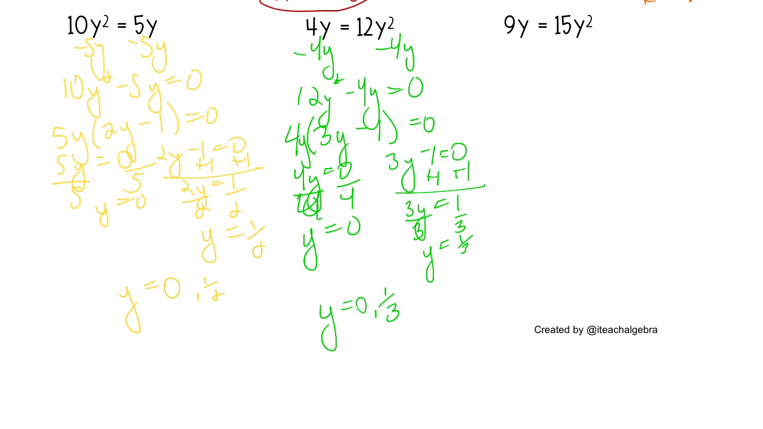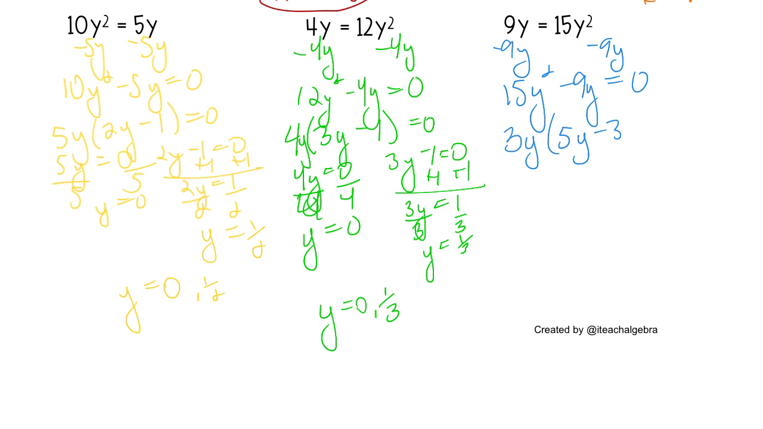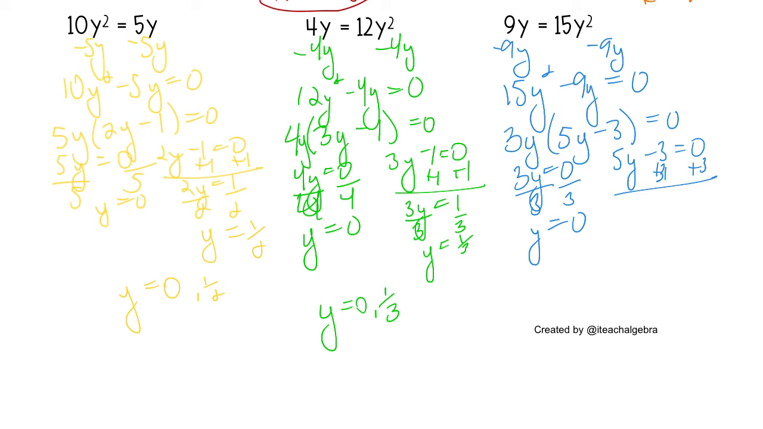Oh my gosh, it's the last one. I can't even believe it. We'll subtract 9y and get everything on the same side. 15y squared minus 9y is 0. I can factor out 3 and y. Left with 5y minus 3, and that equals 0. Each part's got to equal 0. And then we solve each equation. Plus 3 this time. 5y is 3. And then divide, and y is 3/5. So y can equal either 0 or 3/5.